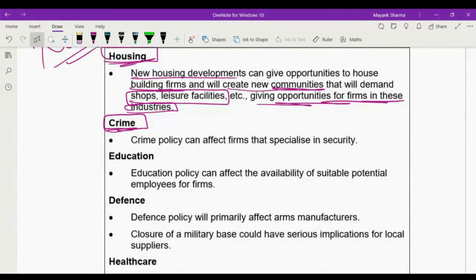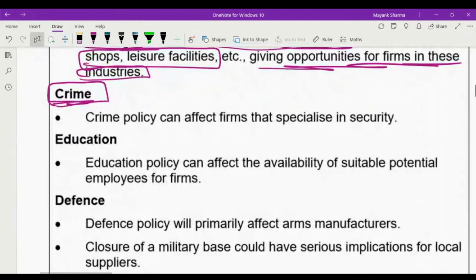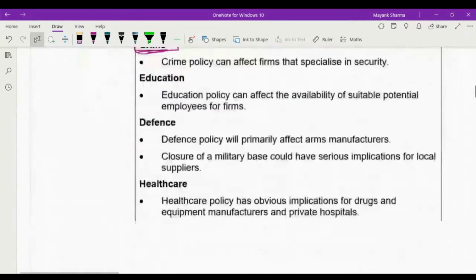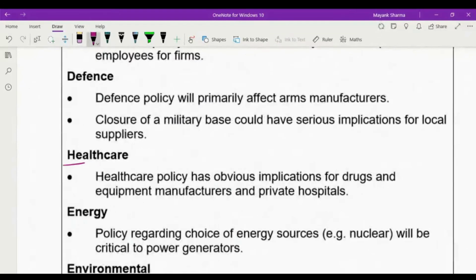Sometimes an unfortunate situation can give a boom to a business as well, like what happened in the case of healthcare. This pandemic, which is an unfortunate situation, gave a big push to the healthcare industry everywhere. All those involved in the healthcare industry got very good returns. So healthcare policy has obvious implications for drugs. Drugs means I'm talking about medicine here, and equipment manufacturers also, and private hospitals.